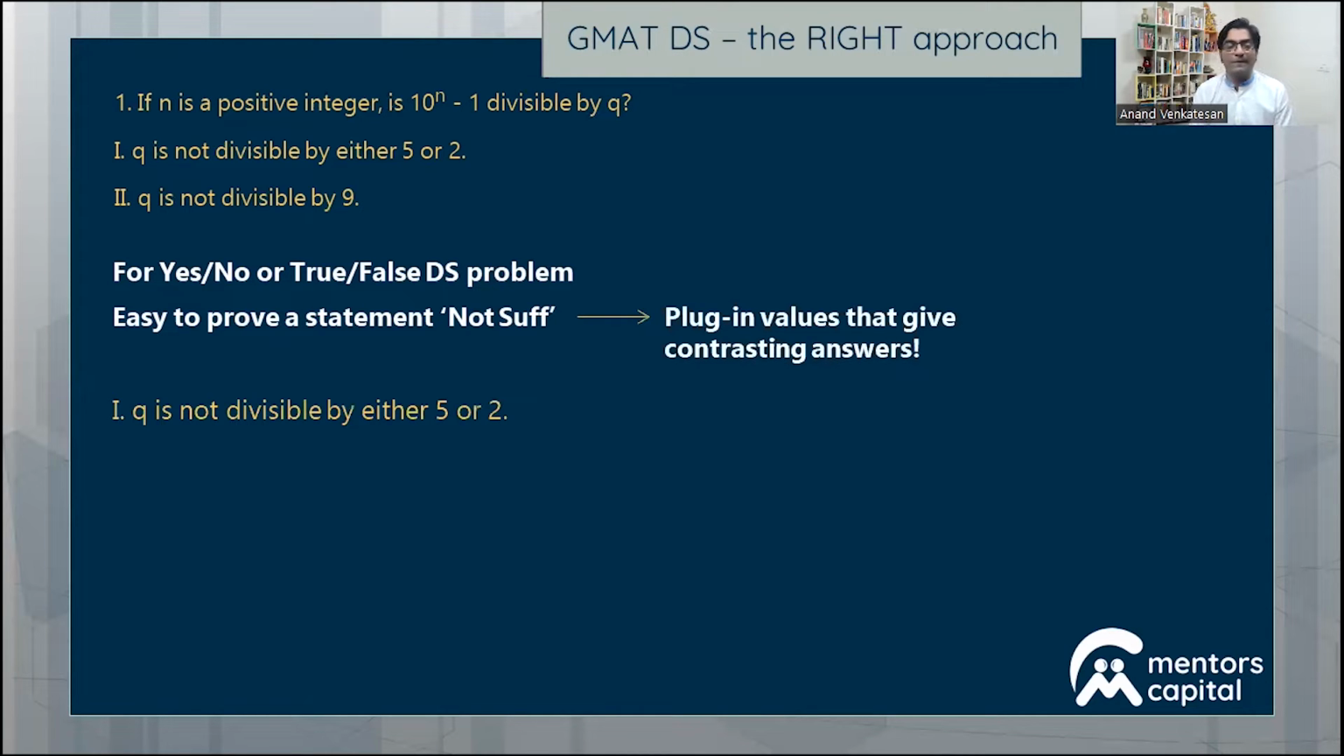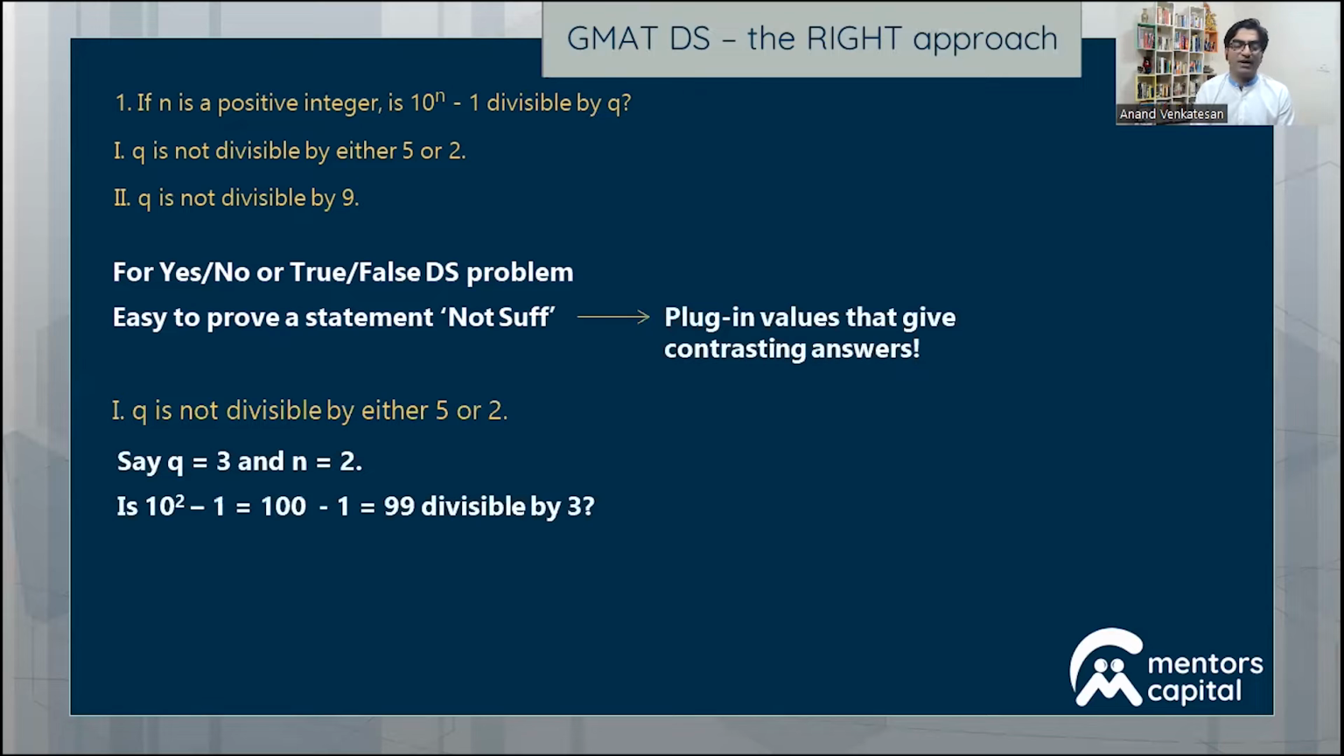Consider the first statement. The statement says Q is not divisible by 5 or 2. Let's say I assume the value of Q as 3, and let's say for a particular value of n, say 2, we are trying to answer the question, right? So the question basically becomes, is 10 to the power 2 minus 1 divisible by 3, right? Which means is 99 divisible by 3. Obviously, the answer is a yes, right?